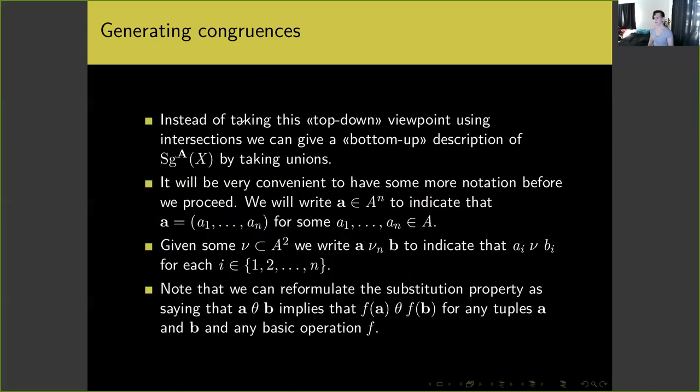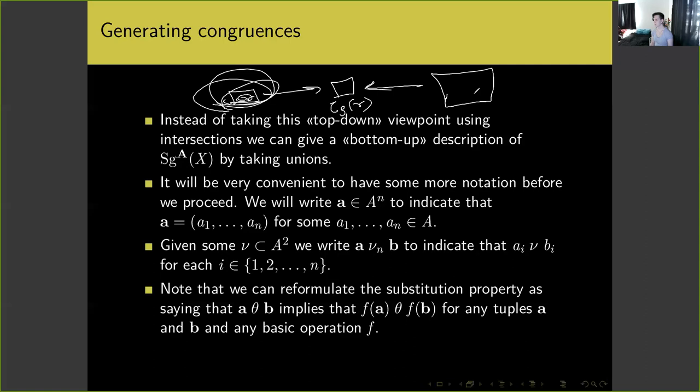All right. So again, instead of taking this top-down viewpoint where I start out with my nu and then I intersect a whole bunch of things in order to get, say, the square over here, which would be my congruence generated, so this square is going to represent my congruence generated by nu, there's also a bottom-up way to view the same thing, where I start off with nu, and then I keep adding stuff to it until I eventually get this entire congruence generated by nu. And I can do that by taking unions of bigger and bigger sets of things that I define carefully enough. So before we do that, it'll be convenient to have some more notation.